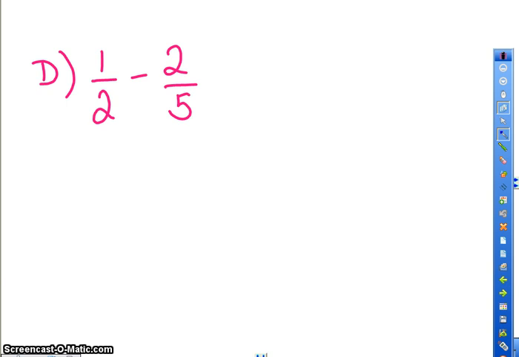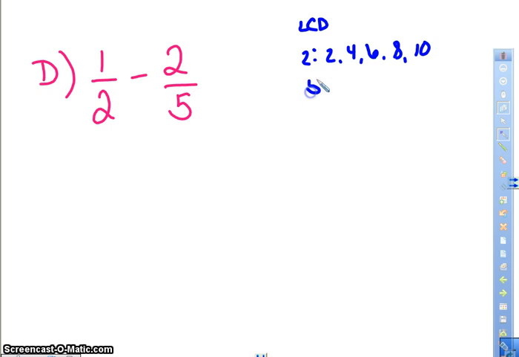Okay, now we have a subtraction problem, and once again I want to find the common denominator between 2 and 5. So a common number between 2 and 5 we know would not be 5. That doesn't work. So I'm going to list them out again. So for 2, 2, 4, 6, 8, 10. For 5s, I have 5, 10, 15, and already I see that I have a common number of 10.